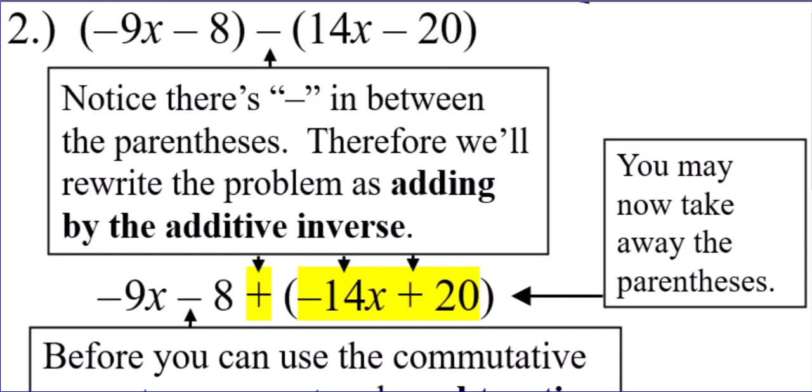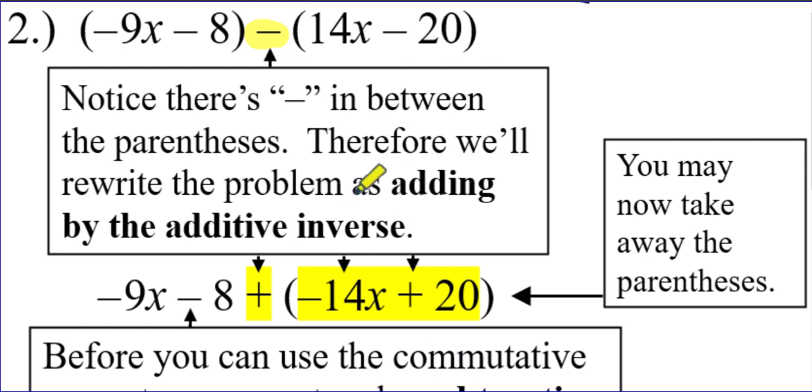This one, different ball game. Why? Because there is subtraction in between the parentheses. We know subtraction is the same as adding the opposite, but let's use the vocabulary, adding the additive inverse. So what I'm going to do is make the subtraction become addition. The first expression stays the same. Remember how whenever we made subtraction become adding the opposite when they were just two numbers, the first number to the left always stayed the same? Well, the first linear expression will always stay the same.